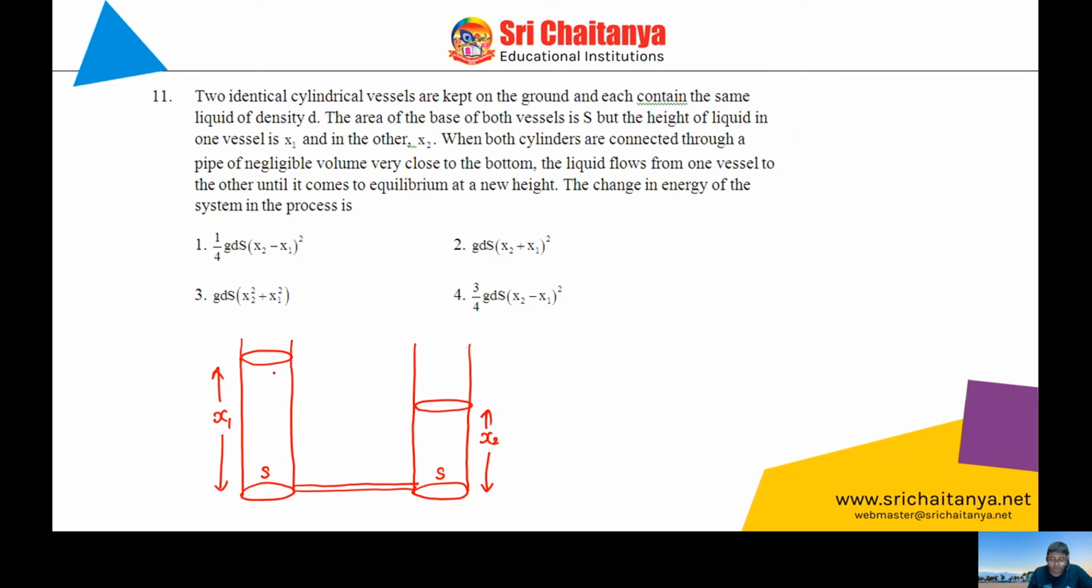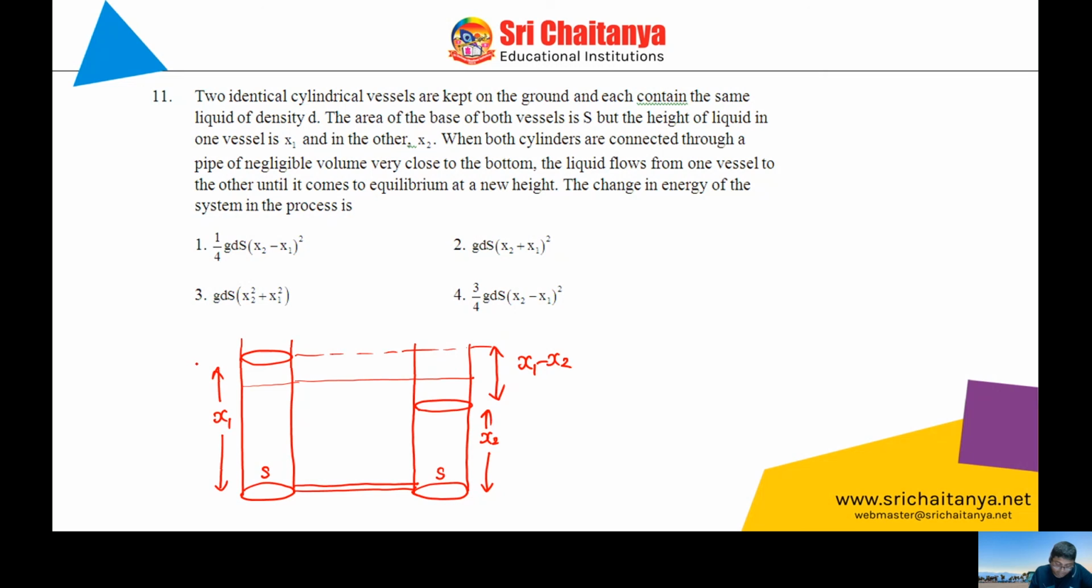the liquid will flow from the left container to the right container until the level becomes the same. Initially, you should realize the difference between these two levels is x1 minus x2. I'm assuming x1 to be greater than x2 over here. Now when the level becomes equal, and since the cross-sectional area is the same, something like this would be the final level.